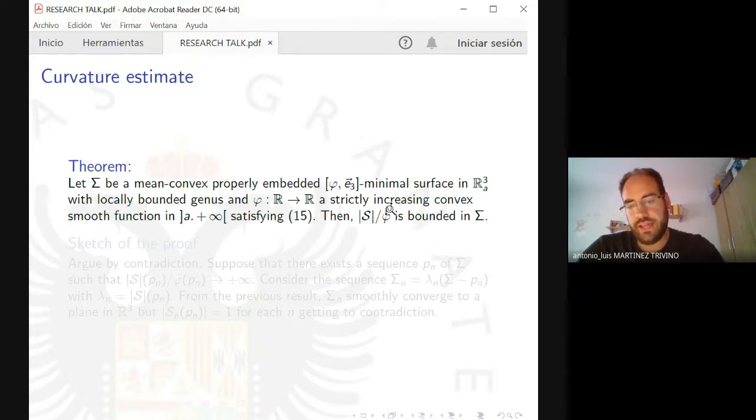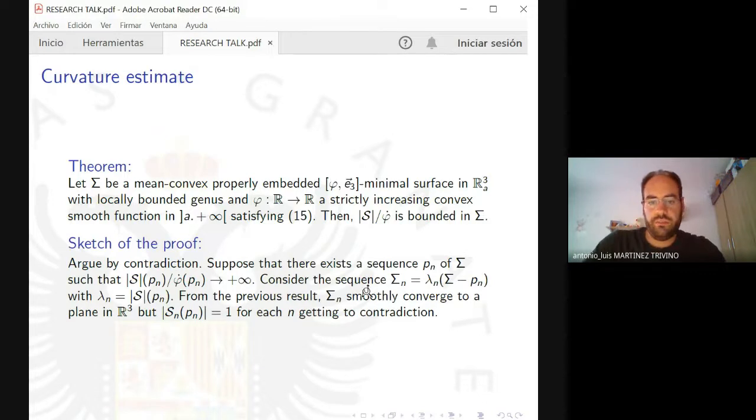Notice that if the first derivative of phi is bounded, then the second fundamental form is bounded in sigma. For example, the particular case of translating solitons. What is the catch of the proof? Okay, so we argue by contradiction.